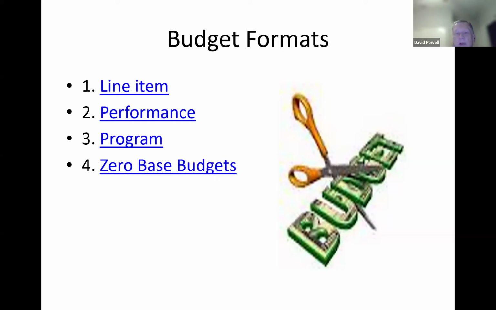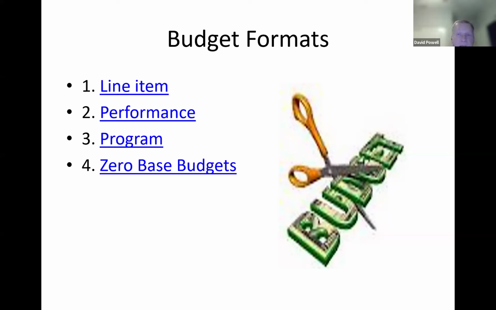Now, what do budgets look like? There are different ways in which we can construct our budgets. There are four primary budget formats that tend to be used here in the US: line item, performance-based, program-based, and zero-based budgeting. I have links to examples of each of these four budget types up on our Canvas site. For the sake of time, I'm not going to go through them here tonight. You will go through them at length in your 555 course.